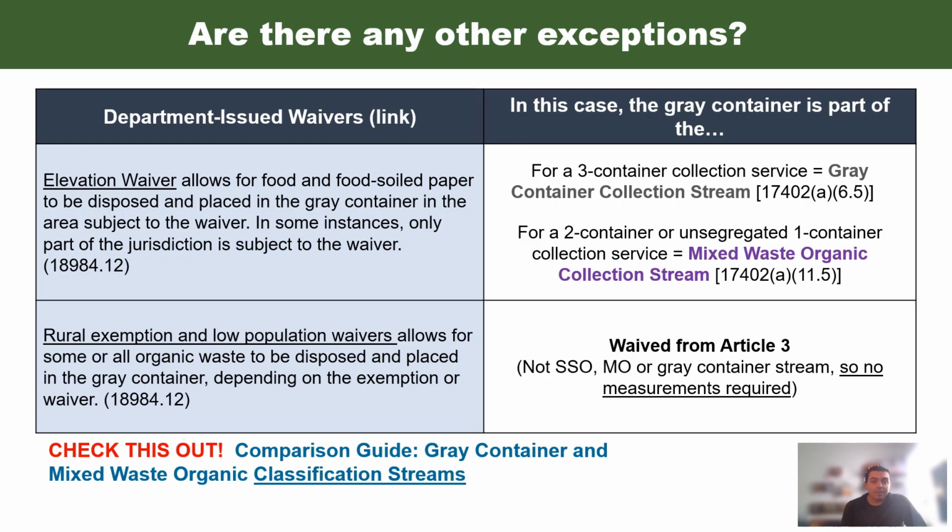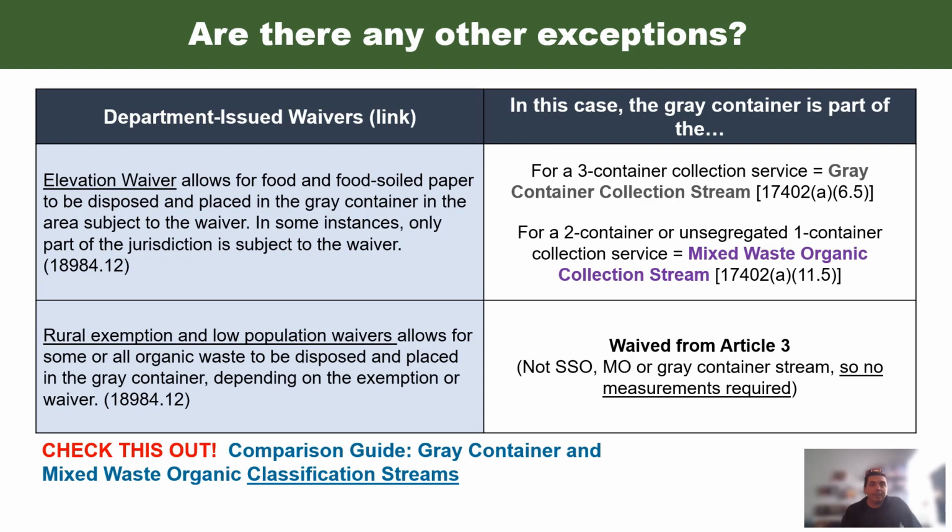For rural exemption and low population waivers, it's a little different. Any waste from jurisdictions with this waiver is considered waived from Article 3 requirements. Therefore, it's not SSO, mixed waste, or gray container. The significance of that is that because it's neither of those waste streams, it's not going to be subject to any of those specific measurements. We have guidance available if you haven't checked it out already. It's our gray container and mixed waste classification guidance. We'll make the link available for you here, so definitely check it out when you have time.